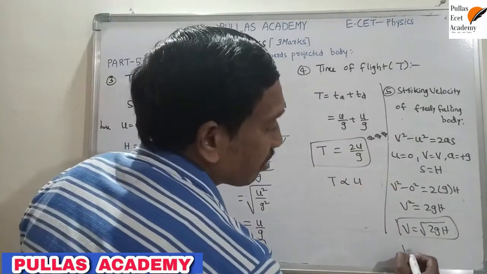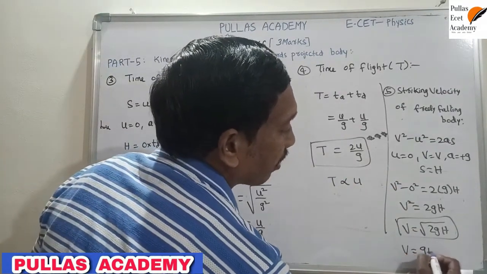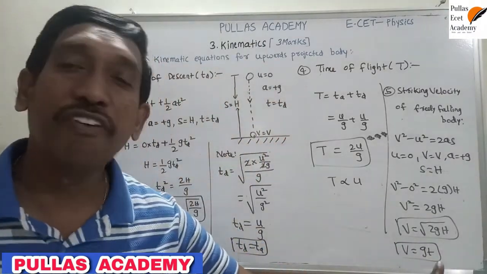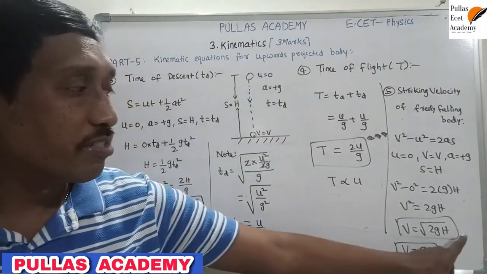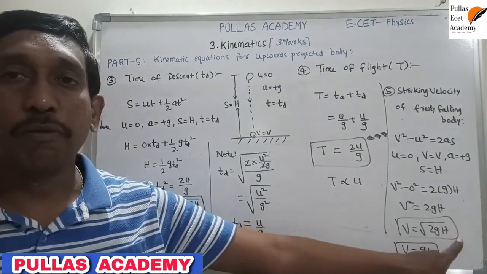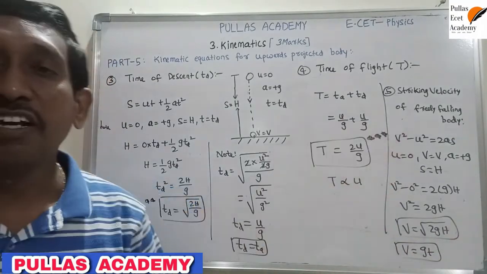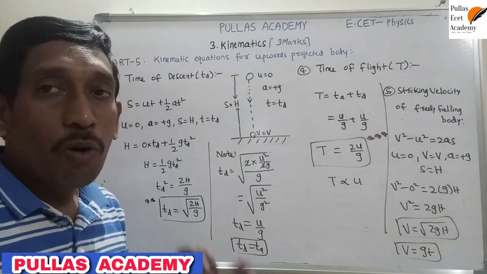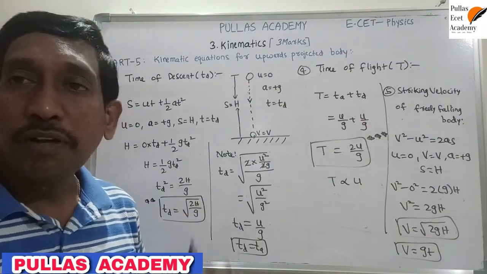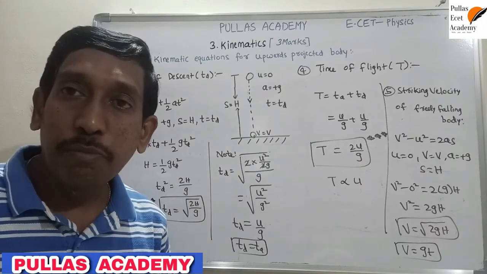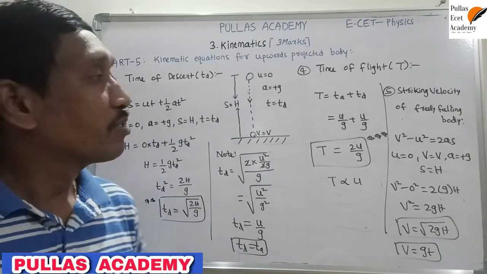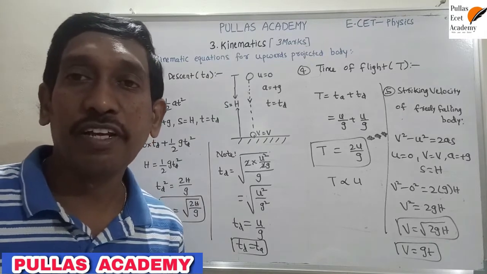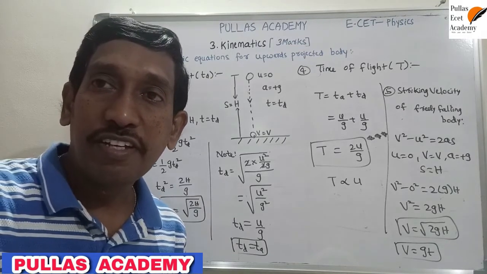Sometimes the striking velocity is asked in terms of time, that is v is equal to gt. This is the first kinematic equation for a freely falling body. This is the third kinematic equation for a freely falling body. These two equations indicate the striking velocity of a freely falling body. So these all are the important parameters for an upwards projected body and a freely falling body. So concentrate on all these equations. If any question is asked, you can attempt it very easily.